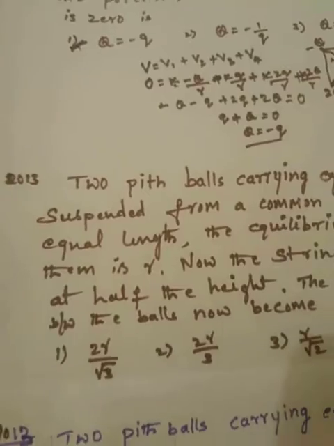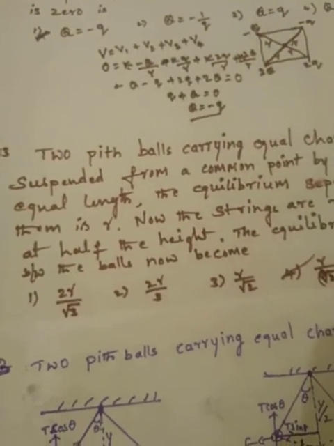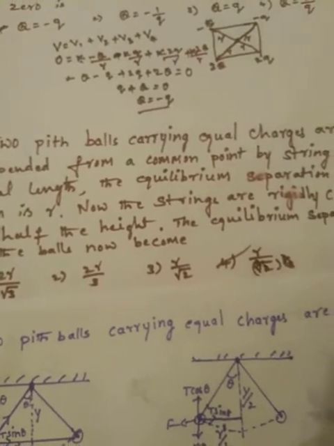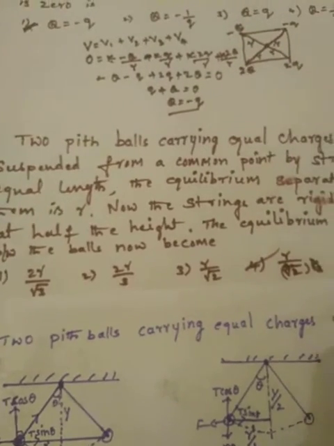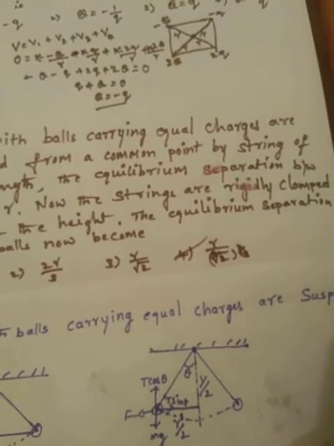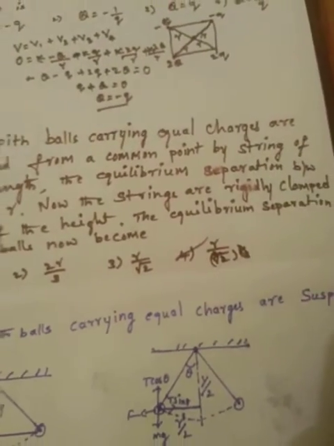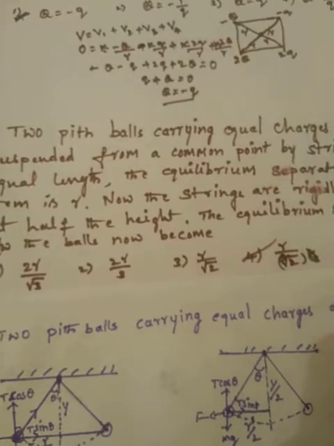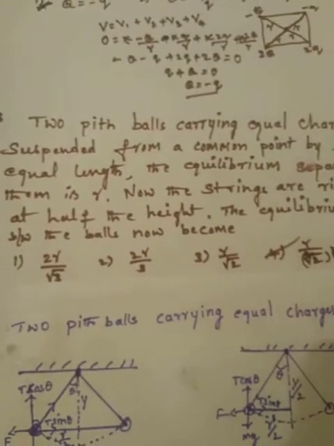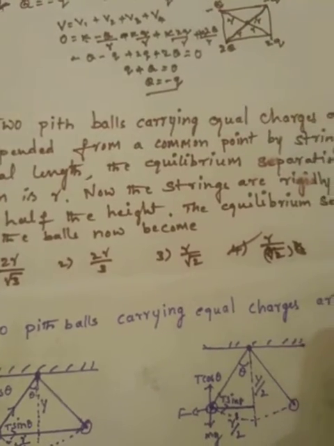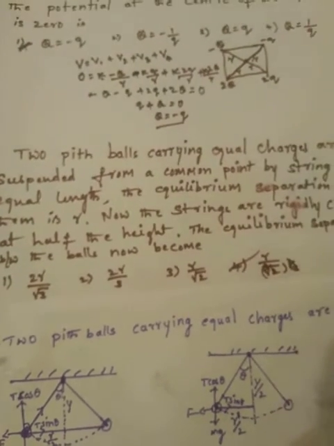Okay, so next we will see the next question. In 2003 they asked: two pith balls carrying equal charges are suspended from a common point by strings of equal length. The equilibrium separation between them is R. Now the strings are rigidly clamped at half the height. The equilibrium separation between the balls becomes?